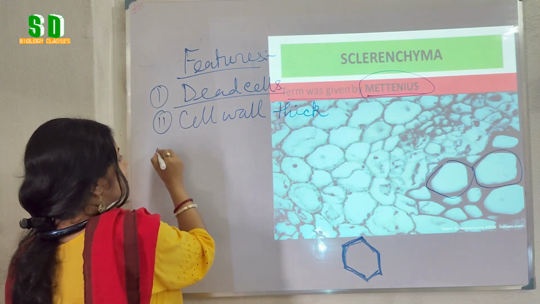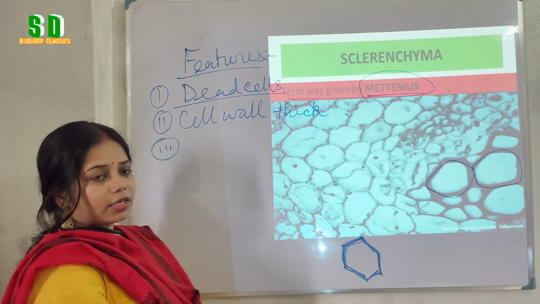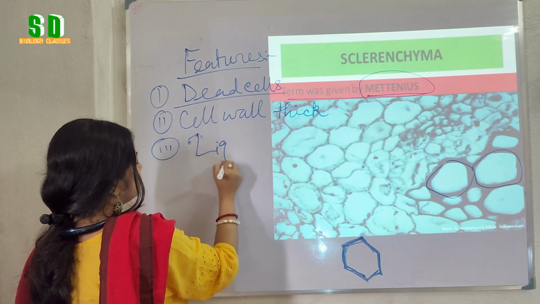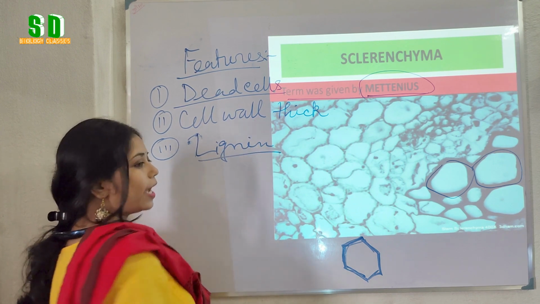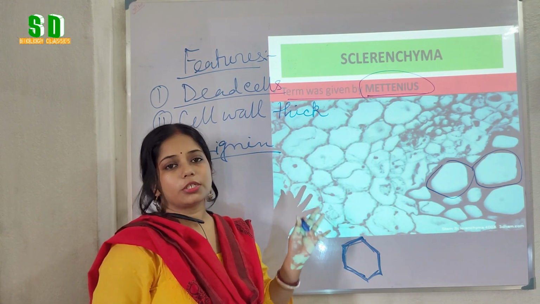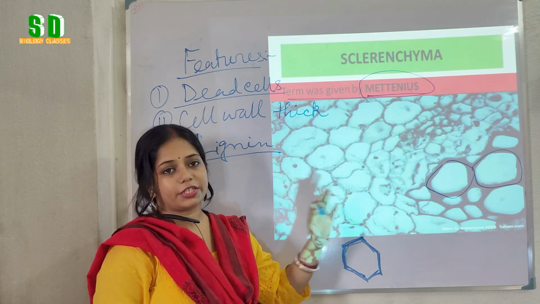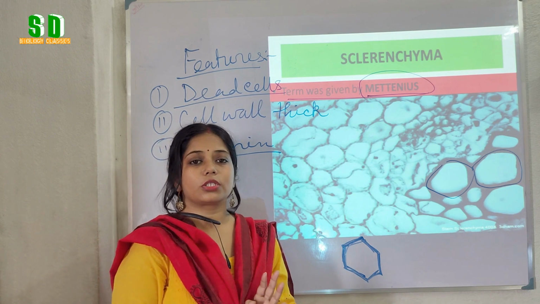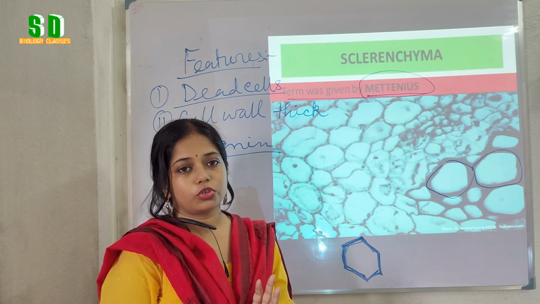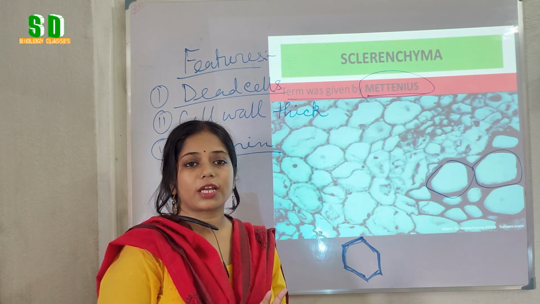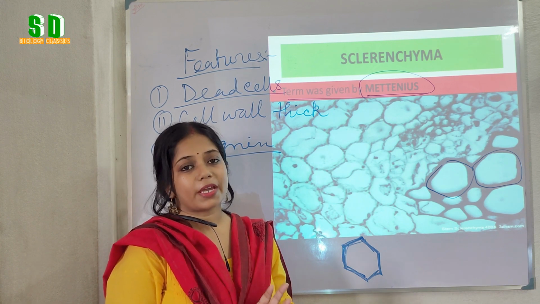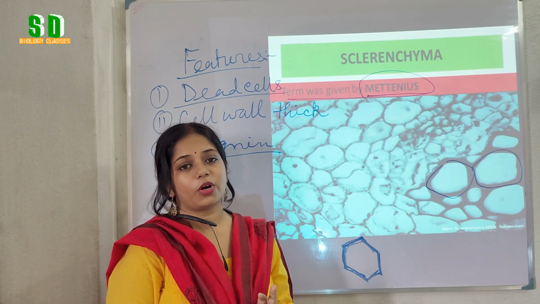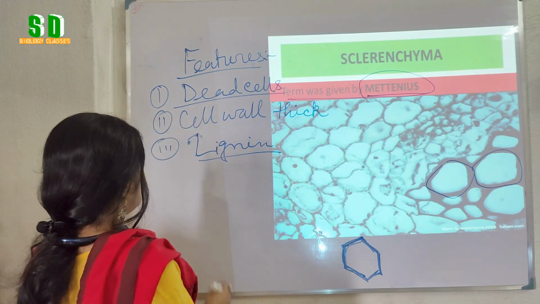Now what is the chemical composition of the cell wall? It is chemically made up of lignin. So in addition to cellulose, lignin deposition is found in case of the sclerenchymatous tissue. So remember, the cell wall of parenchymatous tissues is mainly made up of cellulose. The cell wall of collenchymatous tissues is mainly made up of pectin, and the cell wall of the sclerenchymatous tissues is mainly made up of lignin.